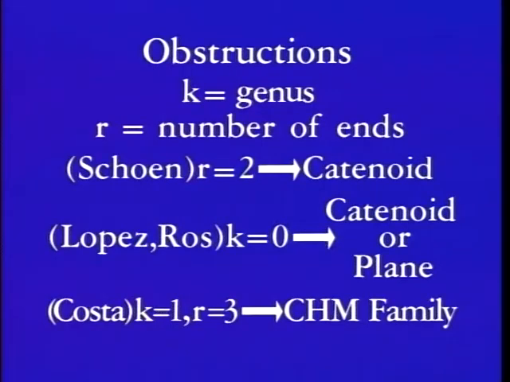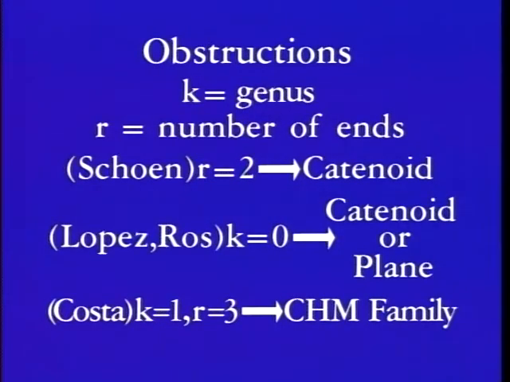A more recent result of Lopez and Ros says that if you have such an example of genus 0, then it is in fact the flat plane or it is the catenoid. And finally, Costa has recently proved that his surface plus the deformations we saw earlier are the only 3-ended embedded examples of genus 1. Except for these results, not much more is known. We've seen from the examples that if you fix the number of ends greater than 3, you can increase the genus without bounds. However, it's probably not the case that you can reverse the order.